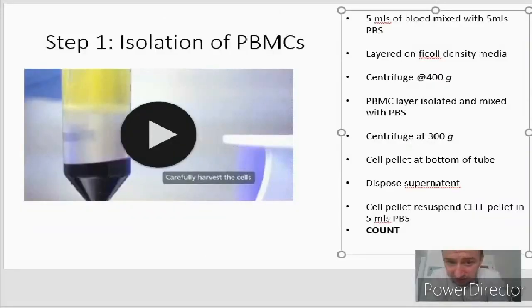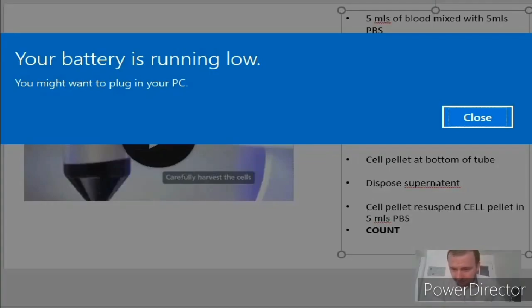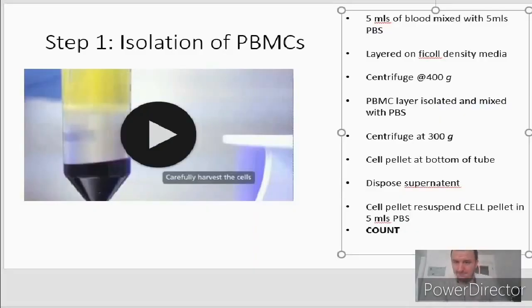So in terms of the procedure to isolate the peripheral blood mononuclear cells, it involves taking 5 mL of blood and mixing it with an equal amount of PBS, phosphate buffered saline. You then layer it on the Ficoll density media, and the Ficoll density media basically lets you separate the blood based on the mass of the different components. Okay, and we'll talk a little bit more about that in a minute.